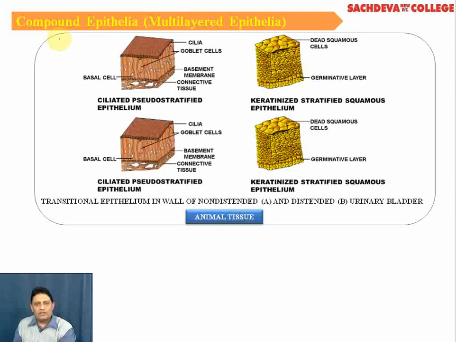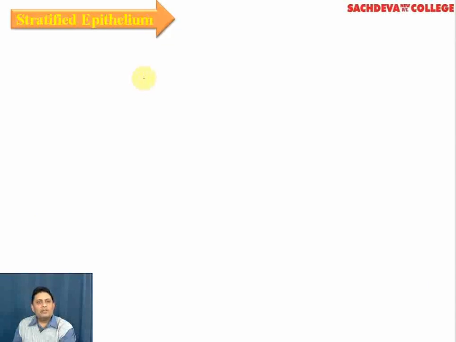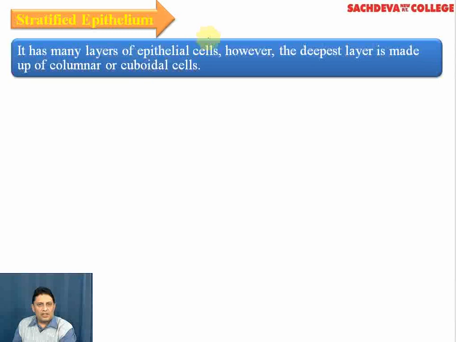You have ciliated pseudostratified epithelium, keratinized, which is present in the skin, stratified squamous epithelium, ciliated pseudostratified epithelium, and keratinized stratified squamous epithelium. The compound epithelium are made up of more than one layer of cell. They may be stratified or transitional. Coming to stratified epithelium, it has many layers of cells, but remember the deepest layer will always be made up of columnar or cuboidal cells.